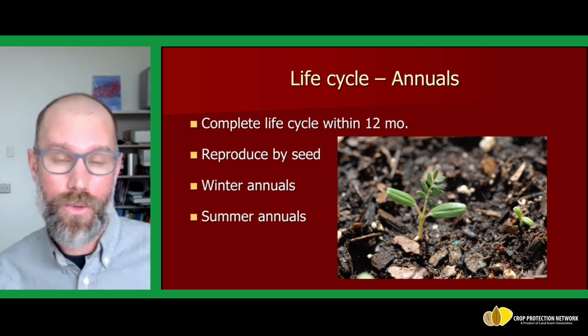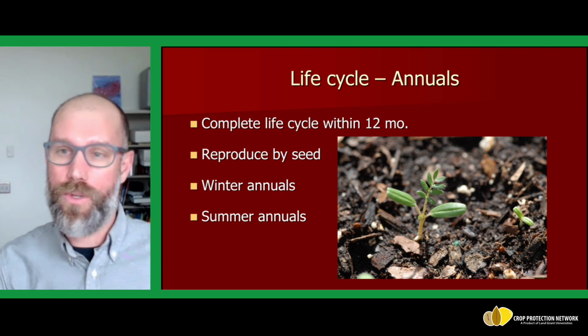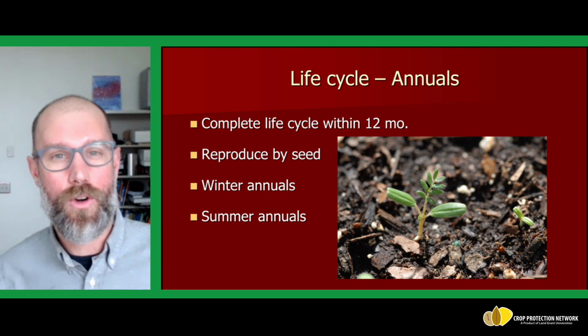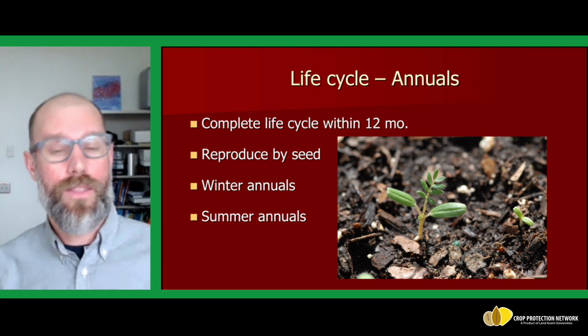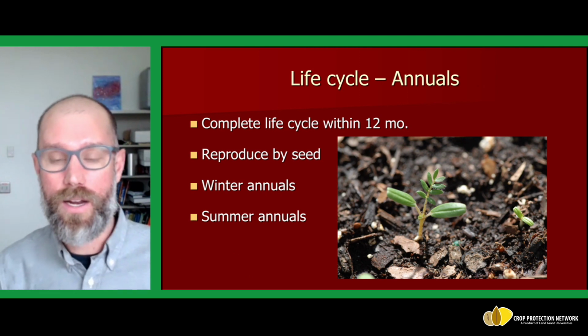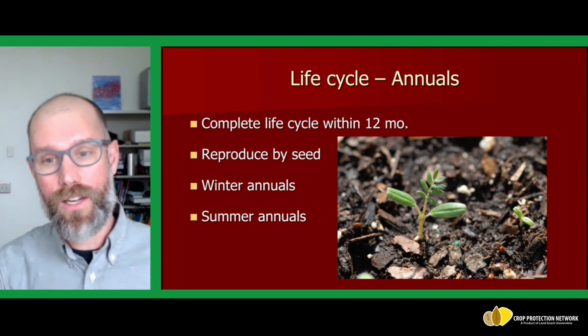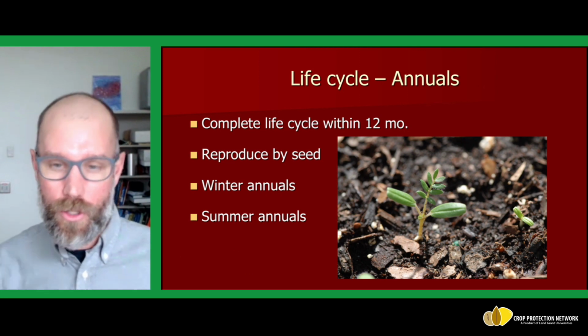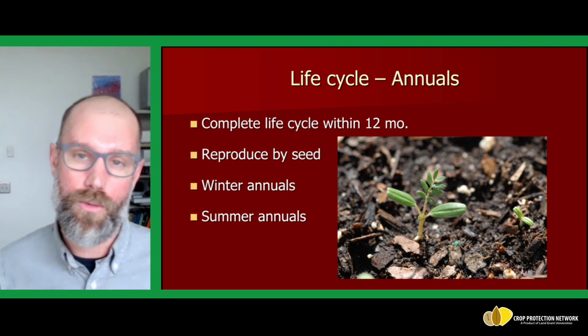And so a winter annual would germinate in the fall. It would start its growth and then tend to go dormant over the winter time. And then in the spring, as temperatures warm back up, that weed will begin its growth again, and it will complete its life cycle relatively early in that year, setting seed and reproducing.